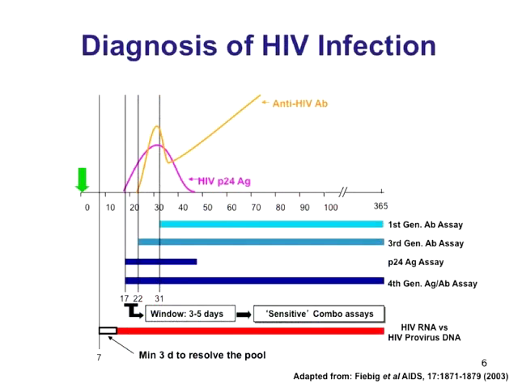So this slide just shows, basically, from the time of actually getting the virus, which is where the green arrow is, the first year of infection. And the horizontal bars are basically indicating what the window periods are.